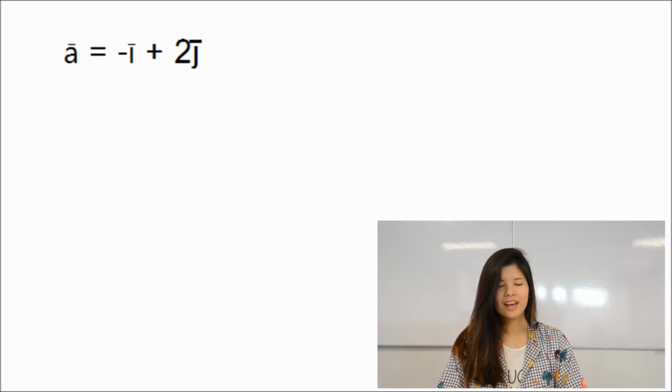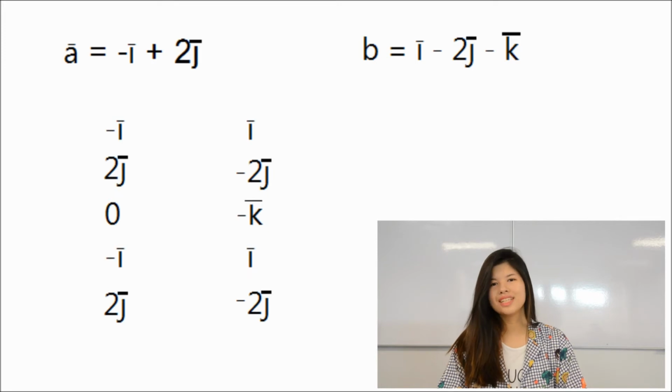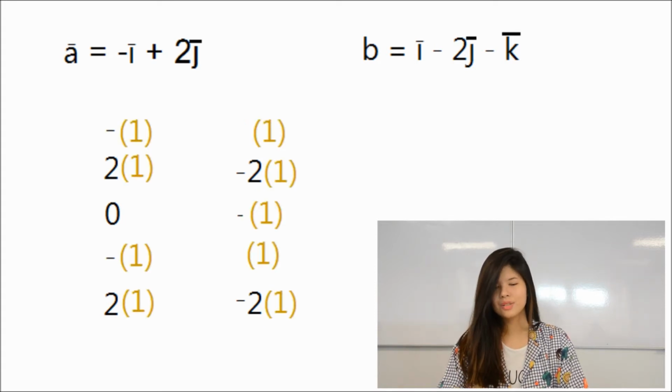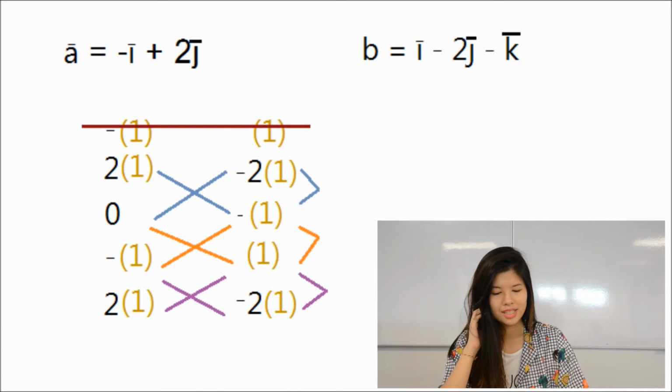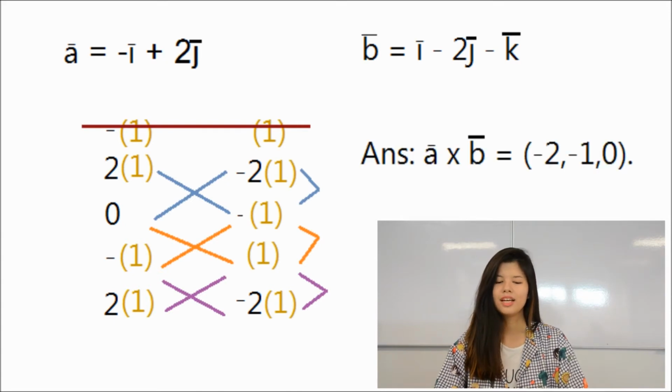So for the second question, the vector A is -i plus 2j and B is i minus 2j minus k. So how do we do this? In the earlier units, we've learned that unit vectors all have 1 as the number. So you just change all of them into their unit vectors, and after you do all the steps, you will get -2, -1, and 0 as the cross product of A and B.